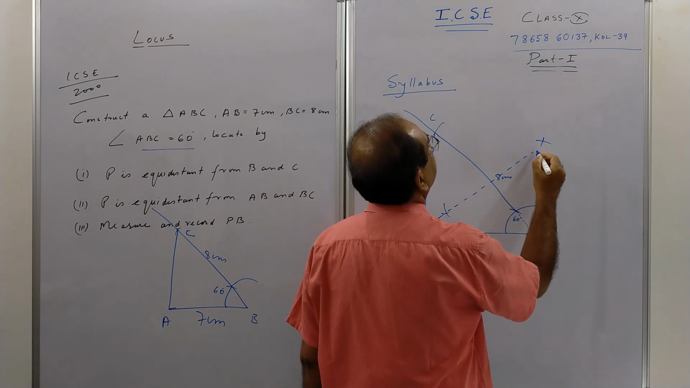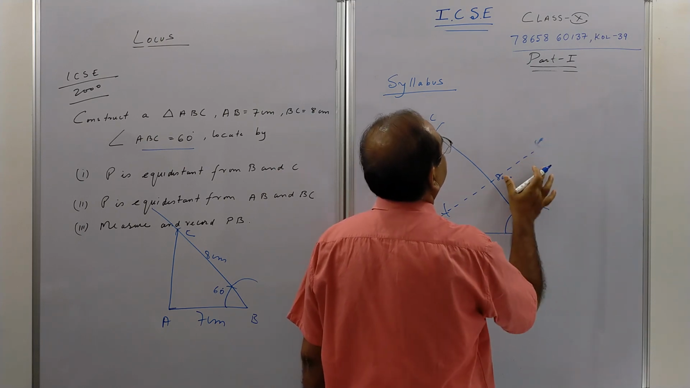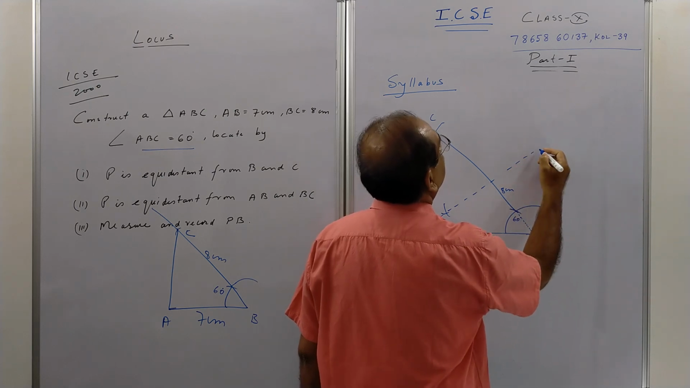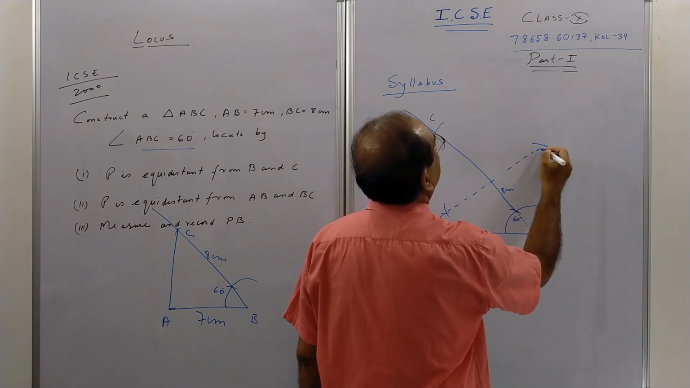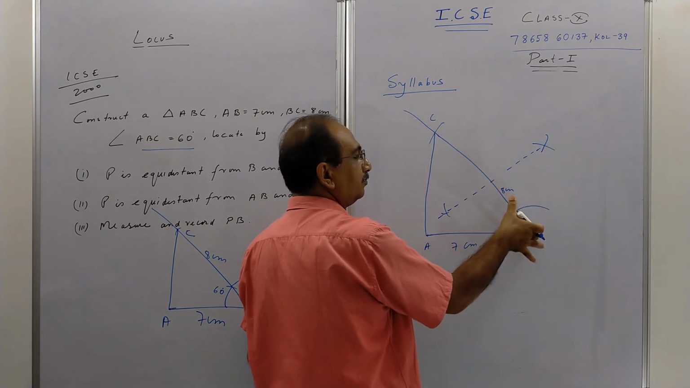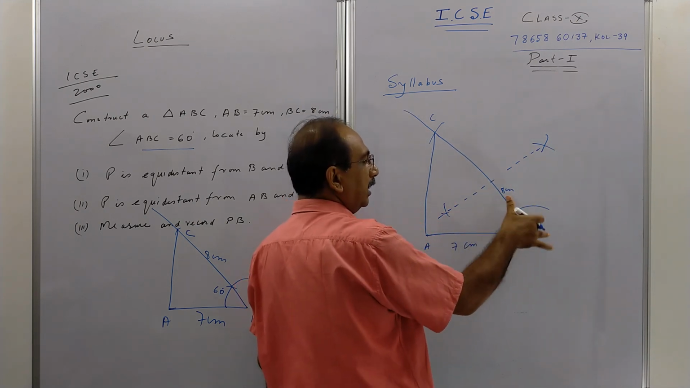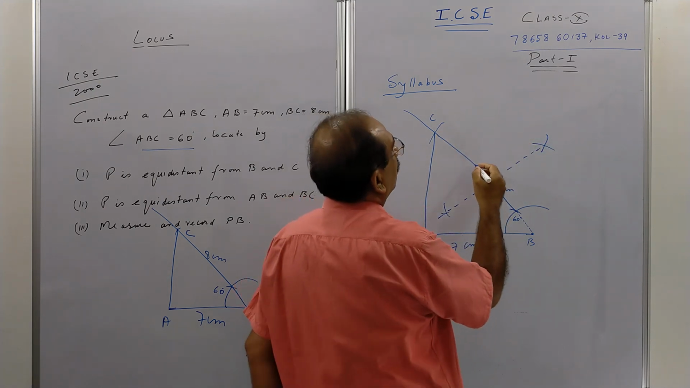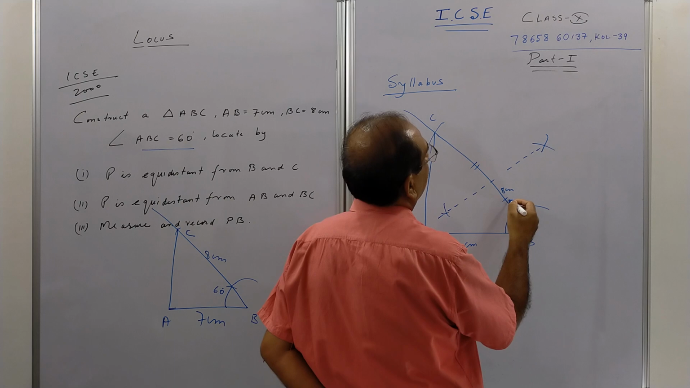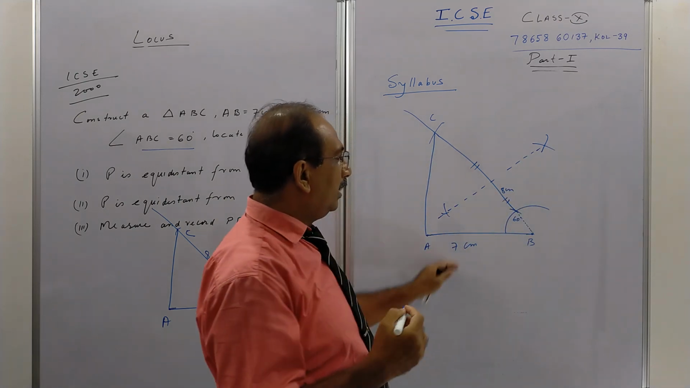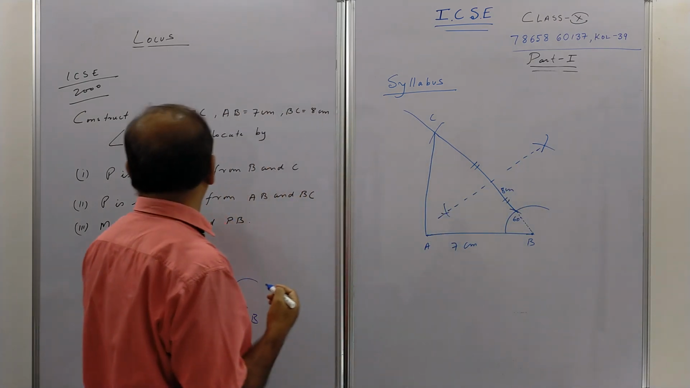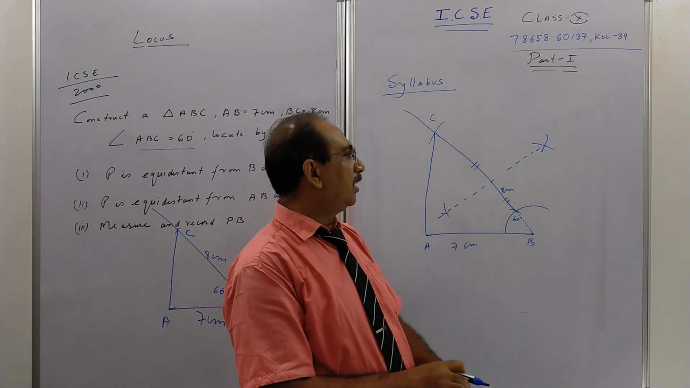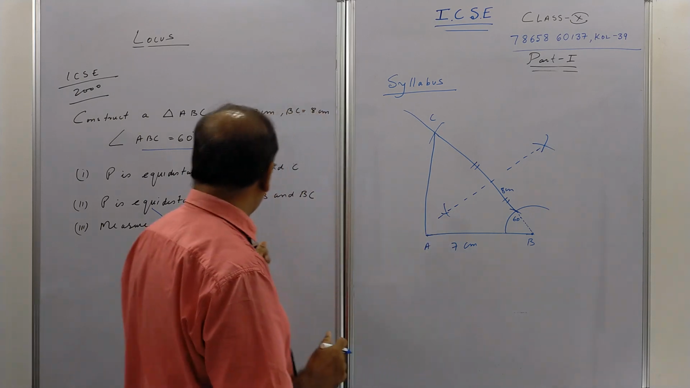So if you draw perpendicular bisector, from here take more than 4, cut this side, cut this side. From here cut this side, from here cut this side. So this is perpendicular and bisector. So point P anywhere on this perpendicular bisector will be equidistant from B and C. These are the two things in ICSE. One perpendicular bisector, next you see.